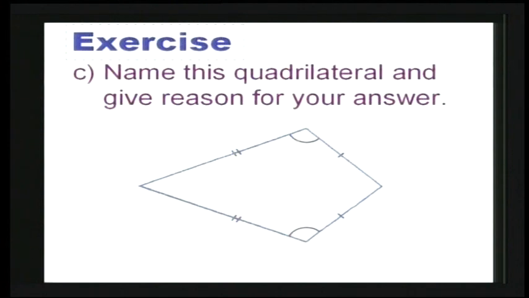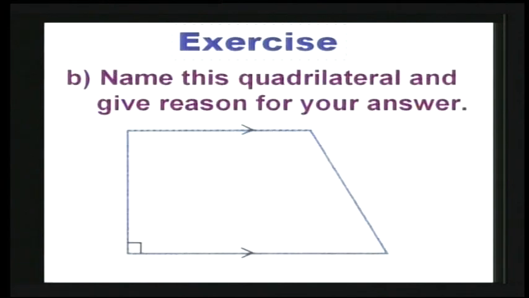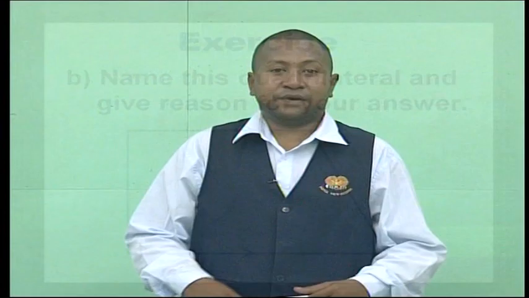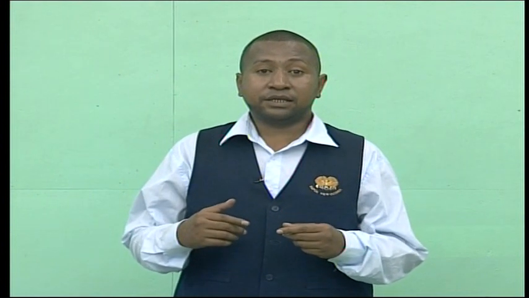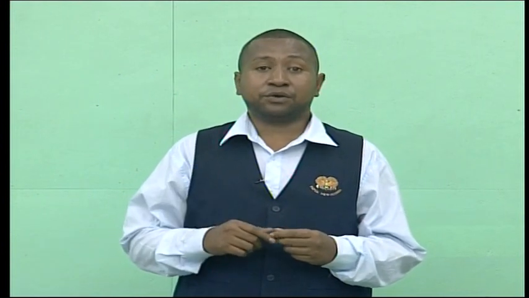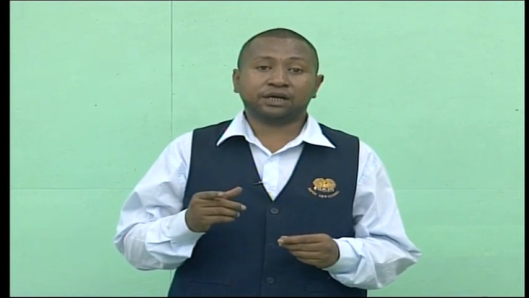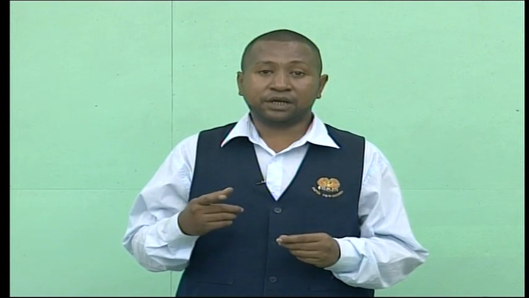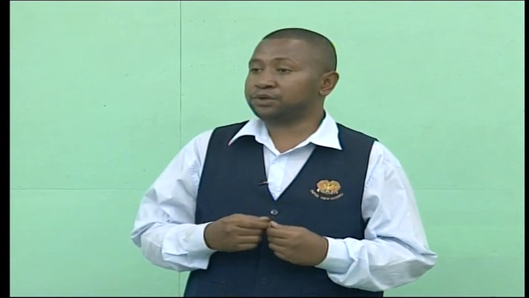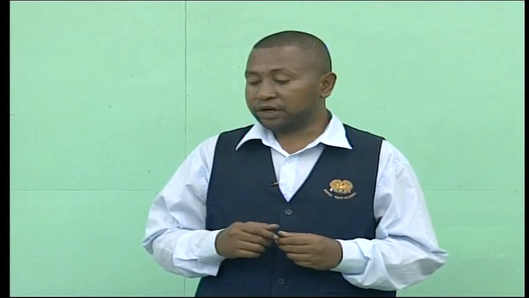7Es and receiving students, let's go through the two answers. The first one: name this quadrilateral and give your reason for your answer. The first shape, what do you think the shape is? And why do you think that shape is the name that you are given? Receiving students, you give your answer and you explain the reason why you think that is the shape. And also 7Es, you'll be doing the same. So let's correct the first one.